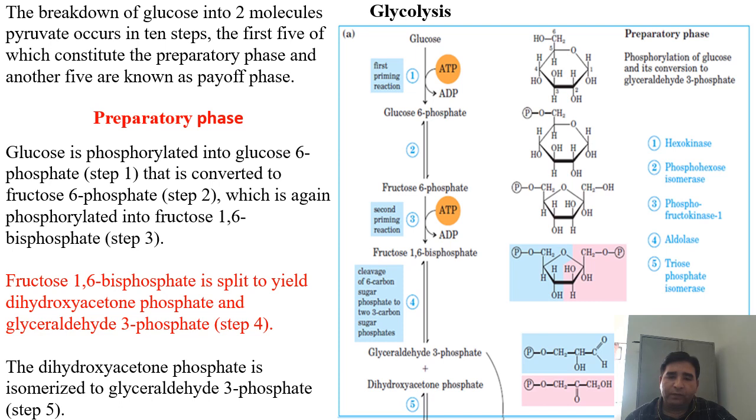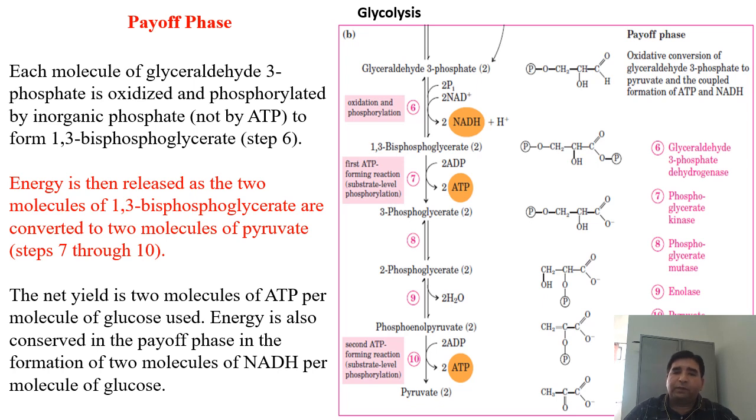And in the fifth step, dihydroxyacetone phosphate again changes into glyceraldehyde 3-phosphate, and this preparatory phase is now complete. In the payoff phase of glycolysis, glyceraldehyde 3-phosphate changes into 1,3-bisphosphoglycerate, and it releases reducing power in the form of NADH.